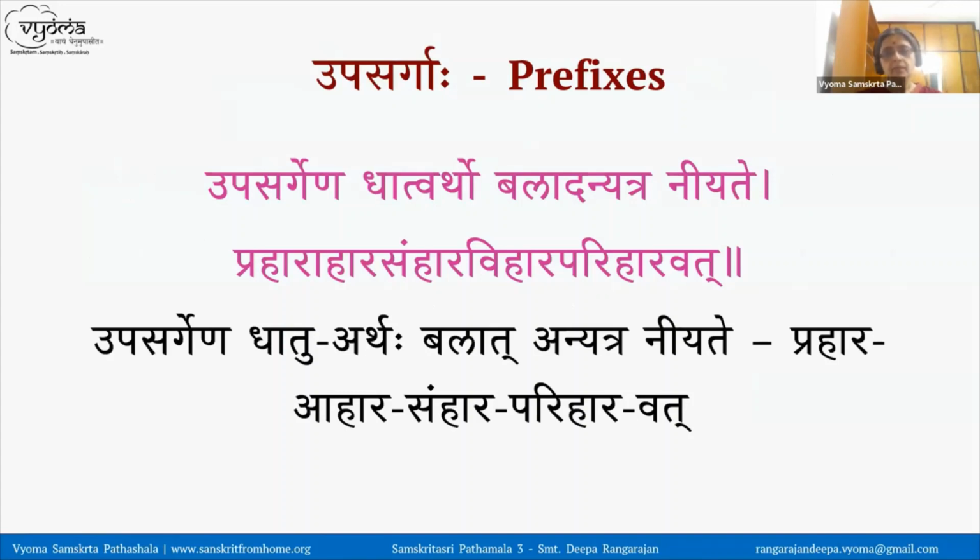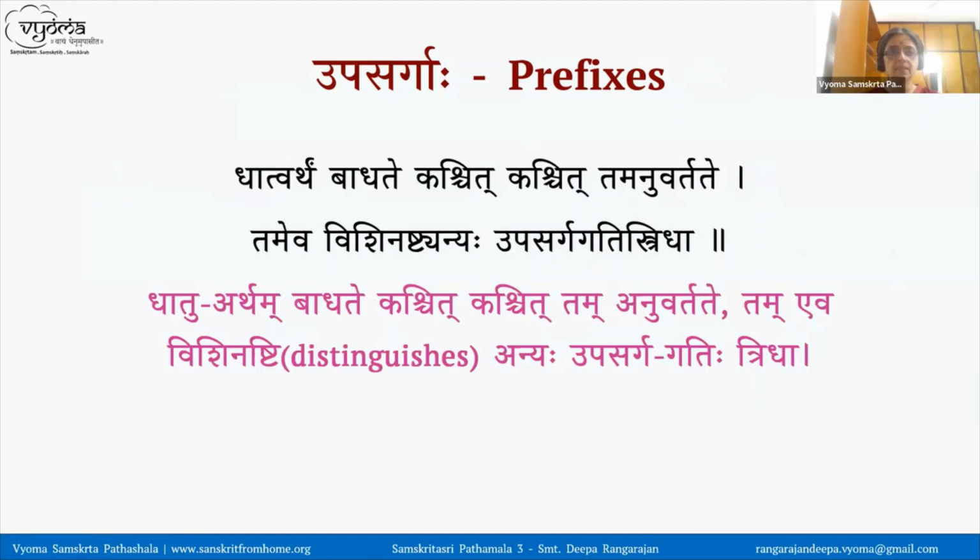Praharahara samhara vihara pariharavat. Prahara, ahara, samhara, pariharavat. We saw the meanings of these dhatus. Dhatvartham badhate kaschit tam anuvardade tameva vishinashtyanyah upasarga gadistridha. There are 3 types of changes that an upasarga can cause in a dhatu. It can follow it, it can make it special, or it can give a contrary meaning.